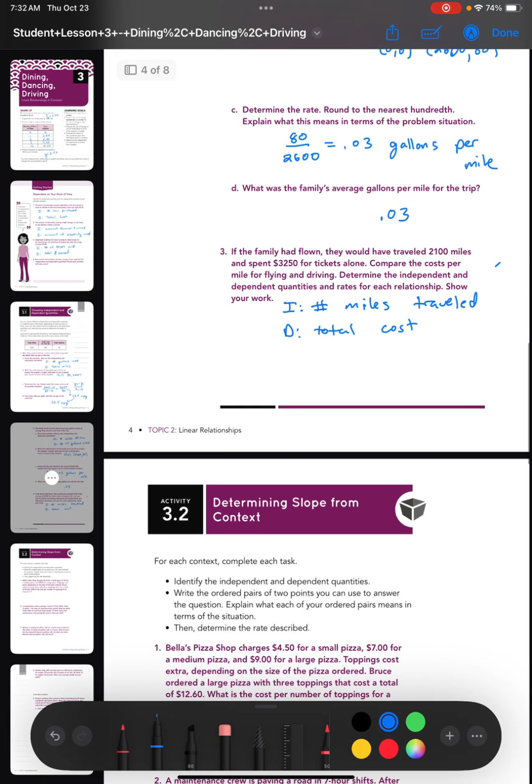So if we look at flying first, so I'm going to say flying. They told us that our cost, $3,250, divided by the number of miles to fly, which says 2,100. And if we divide that, we are going to get that it's costing them $1.55 per mile.